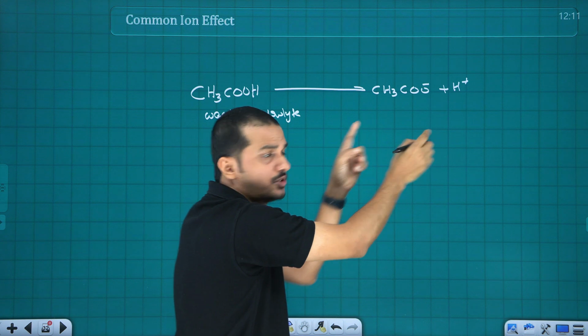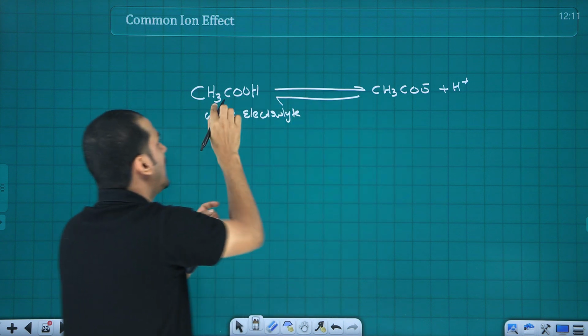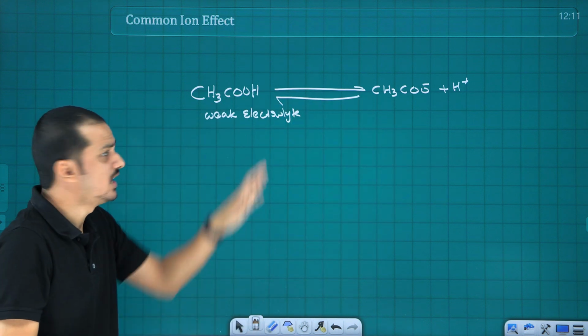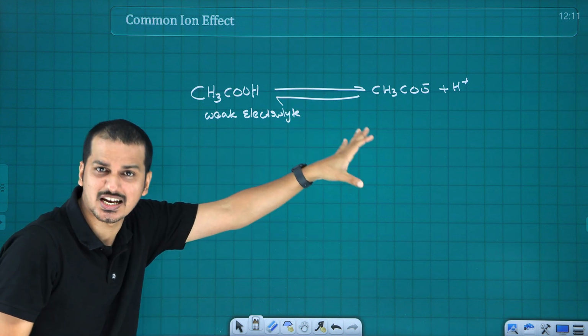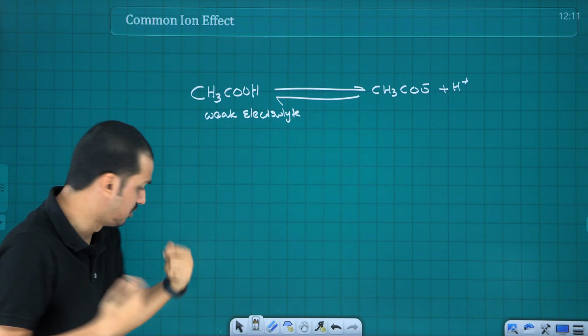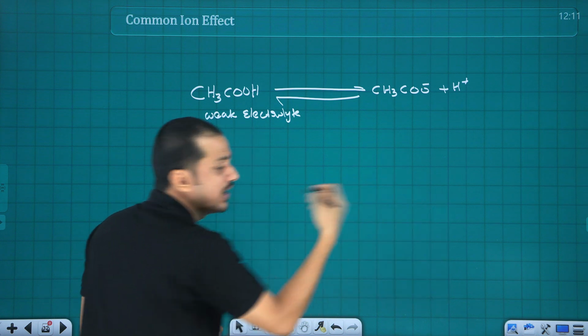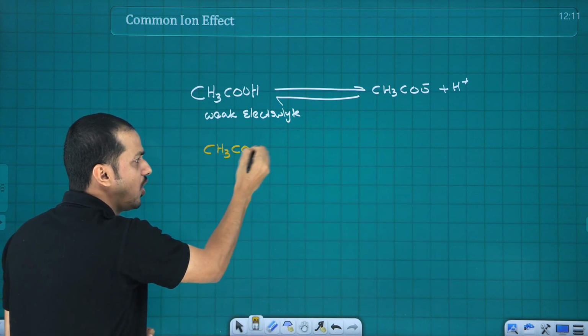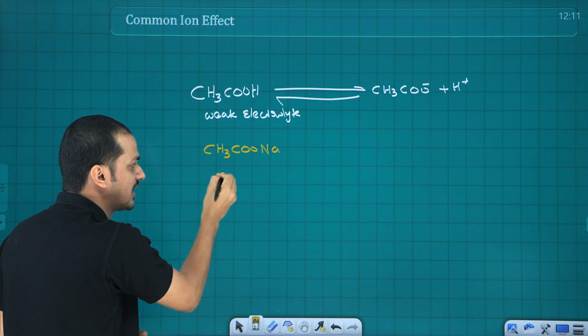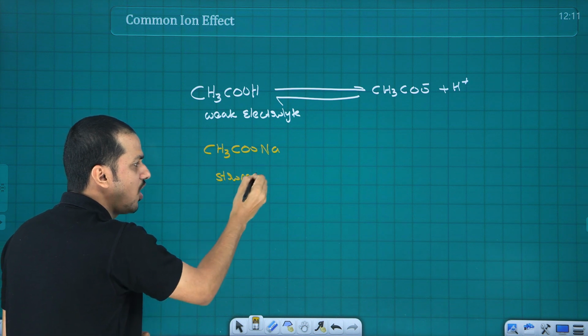Then they will combine together and give back the unionized CH3COOH. Now they are in equilibrium. This is a weak electrolyte, already its dissociation is less. Now what am I going to do? I am going to add a strong electrolyte, CH3COONa. It is a strong electrolyte.